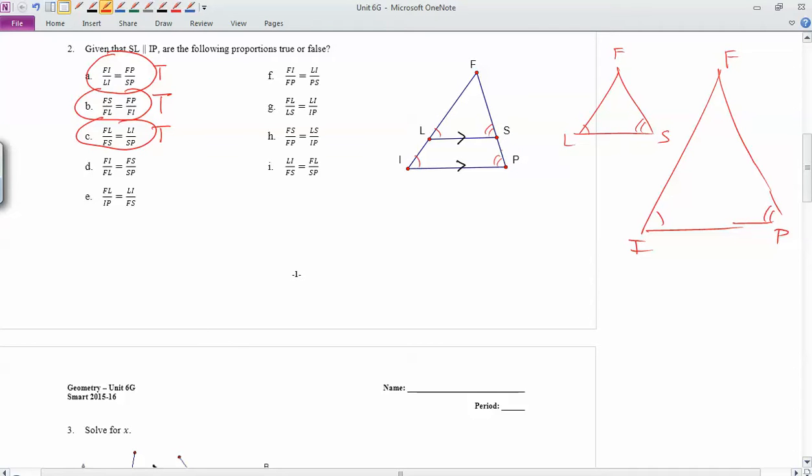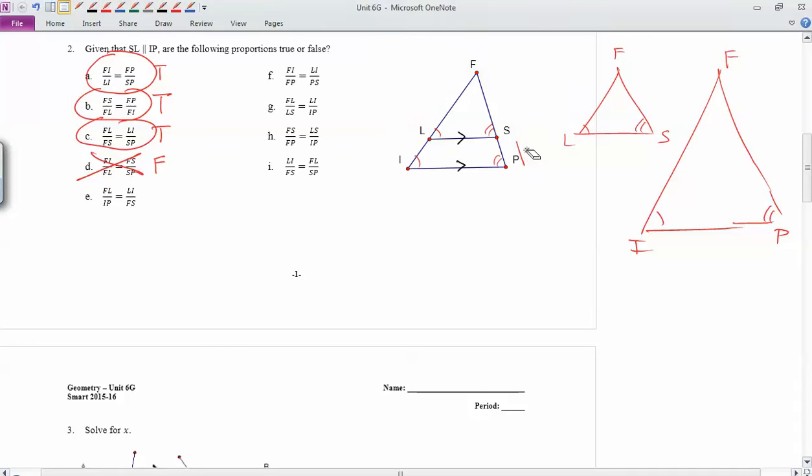FI over FL. So that's the whole left side over just the top part of the left side. Is that going to be the same as, so the whole over part equals FS, the part here, over that thing right there? That should feel weird. That shouldn't seem right that those should be equal, and it's not. Generally speaking, that's not going to be the case, so this one's false.